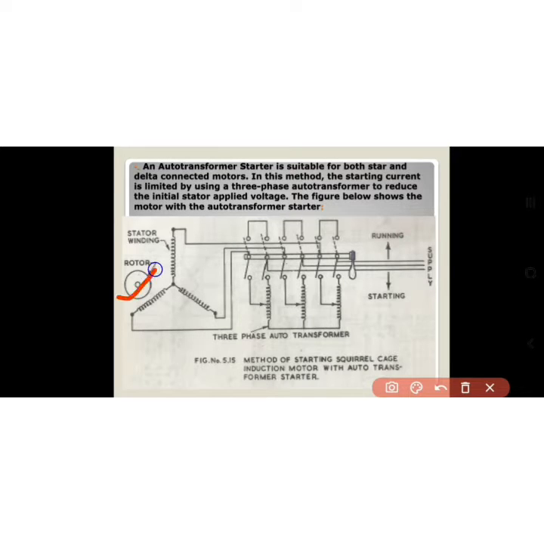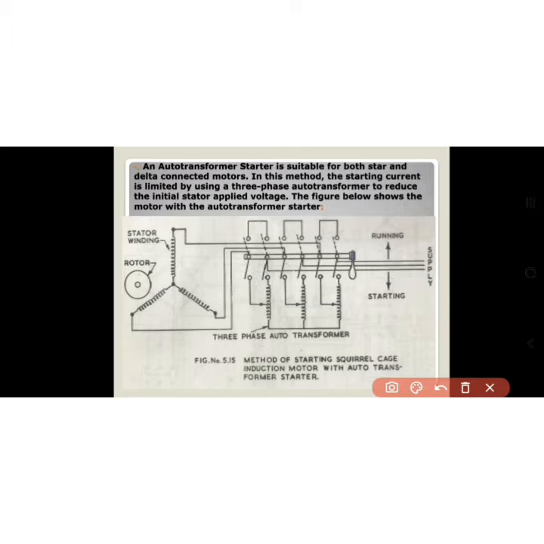Here you can see this part is the rotor and these three are the starter windings. Next, this part shows the auto transformer starter, the 3-phase auto transformer. Next, you can see this is the handle of the starter and these are the switches, the running switches and starting switches. Here you are giving the supply. Further, we are going to discuss the drawing.